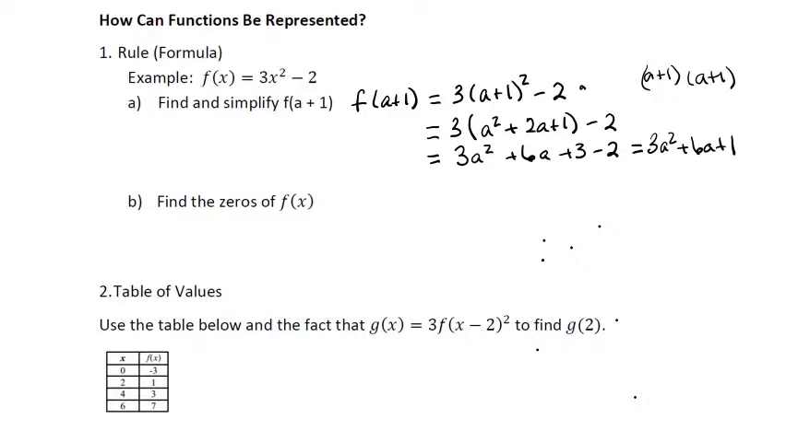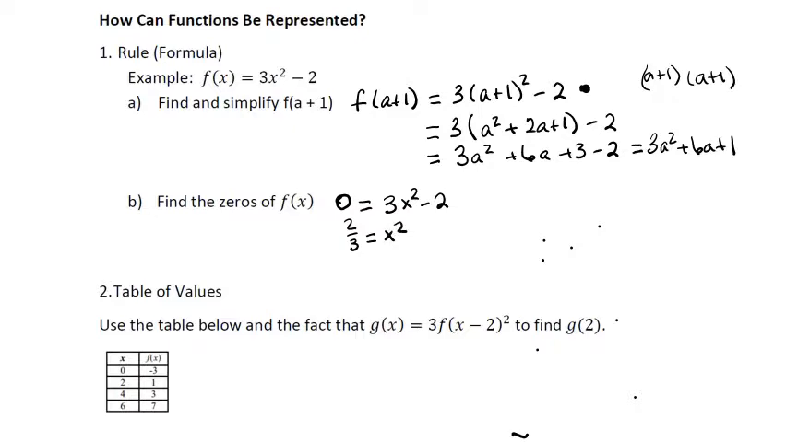It's fine to leave the answer in this initial form, but since it said find and simplify, then I need to simplify it down to the expanded form. Part B asked me to find the zeros. That's using the terminology we saw on the last screen. So to find the zeros of f of x, I remember, I need to set y equal to 0. Solve for x.